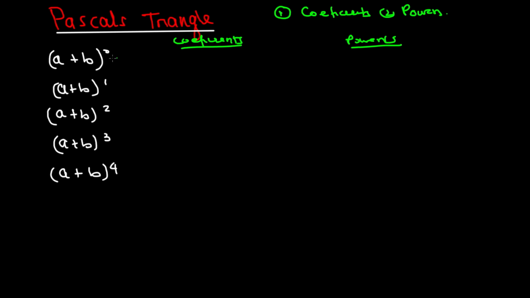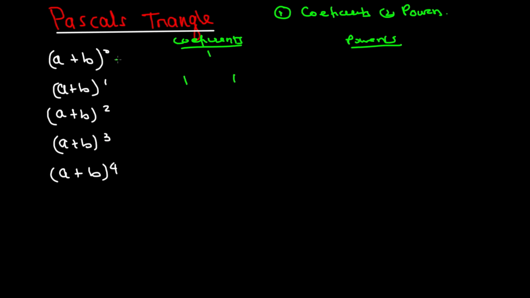So we start here. Any number that you raise to power 0 gives you 1, isn't it? And any number that you raise to power 1 gives you that number. So here we've raised a plus b to power 1, so we're going to get a and b. But the coefficients of a and b are 1 and 1. Okay. So once we get these three ones, everything else can be made from there.